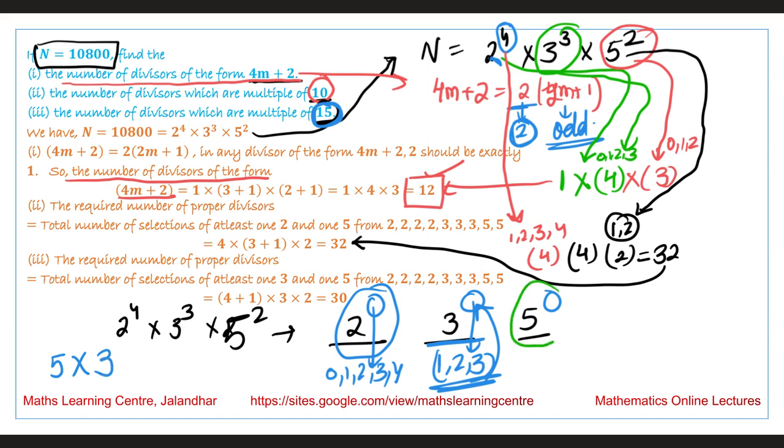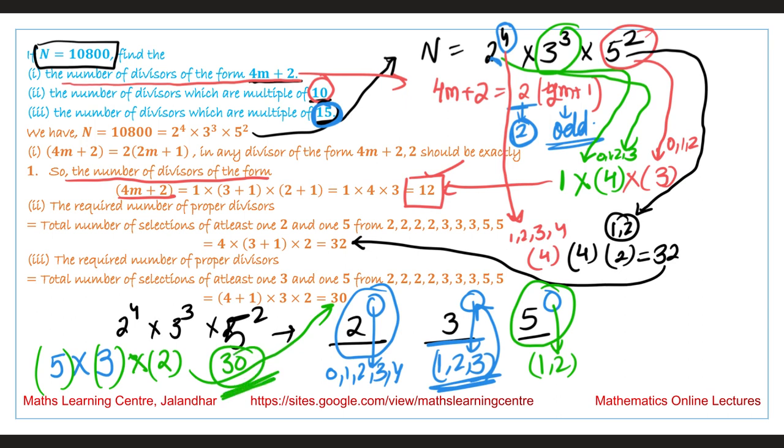When we are talking about 5, the number of options we have is 1 and 2. So we are having 2 options. So the answer we obtain in this case is equal to 30. So we are saying that there are total 30 numbers, we are talking about the number of divisors which are multiples of 15, it is 30.